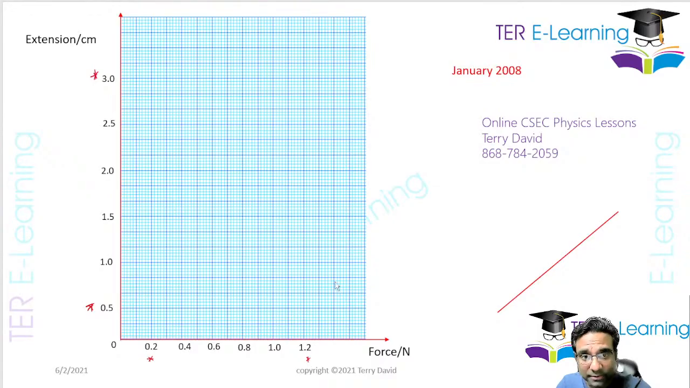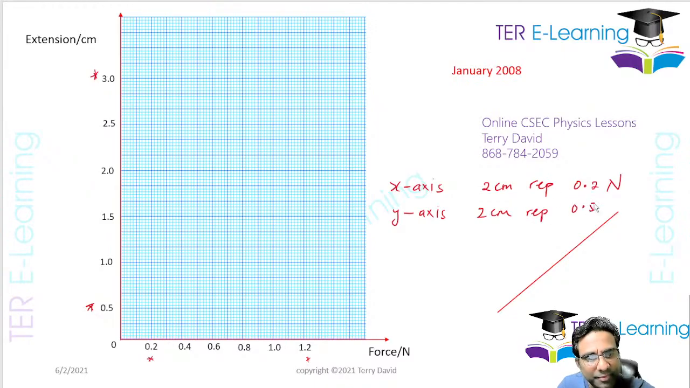So my scale, right? Sometimes students ask me, sir, do you need to put a scale? If you know what your scale is, just put the scale in, right? So on your x-axis, what I'm using here is 2 centimeters represents 0.2 units, in this case Newtons. Or you could say 1 cm represents 0.1 Newton, right? And my y-axis is this: 2 cm represents 0.5 centimeters, right? So that is the scale that I'm using on my x and my y-axis.